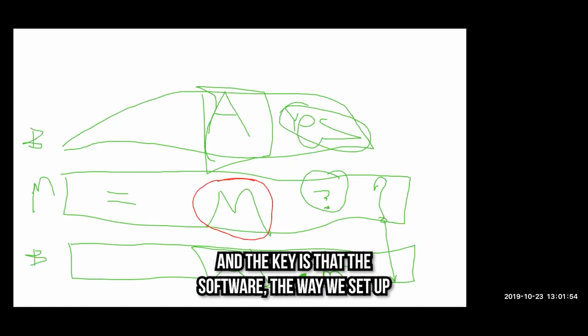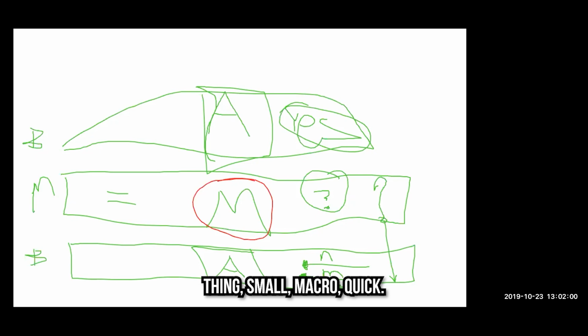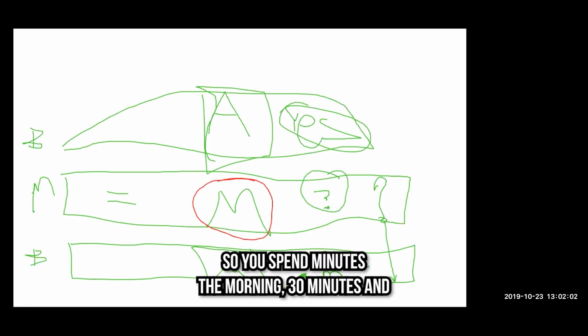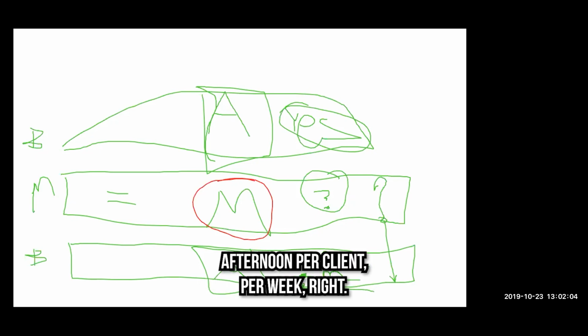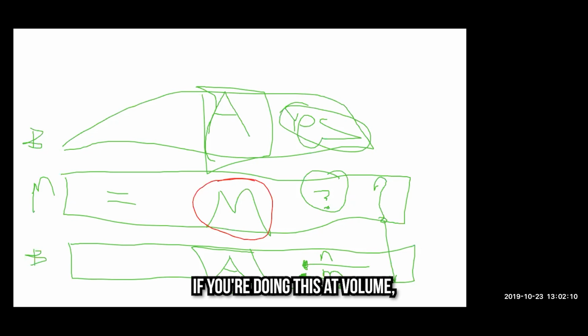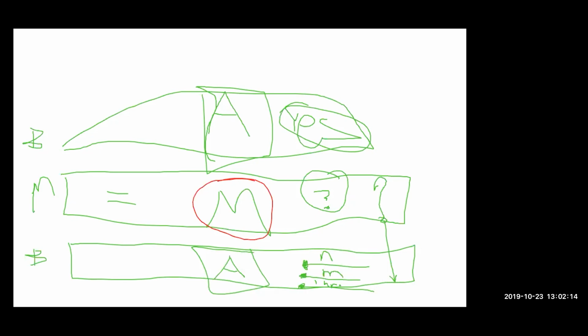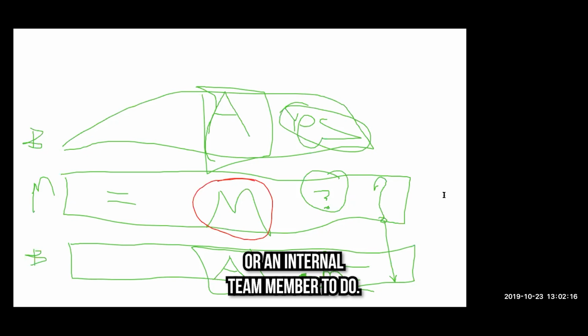The key is the way we set up our proven campaigns in the software, it's a couple of clicks just to do the manual thing. Respond back real quick. So you spend 30 minutes in the morning, 30 minutes in the afternoon per client per week, right? And you just bang these things out. If you're doing this at volume, it's not that much time. And this is something that you can easily teach a VA or internal team member to do.